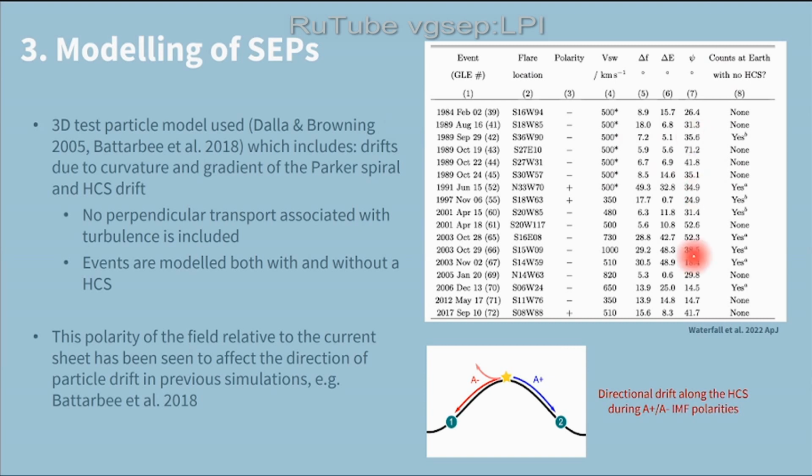I mentioned just now the polarity. The polarity of the field does affect the drift direction along the current sheet. We've seen that in previous studies, and we also see it here. If the flare is close to the current sheet and the polarity is A-, we'll get a lot of drift towards the east. And if it's A+, we'll get drift towards the west along the current sheet.